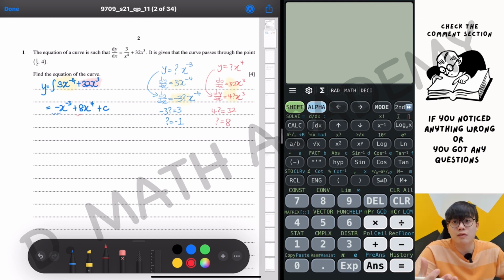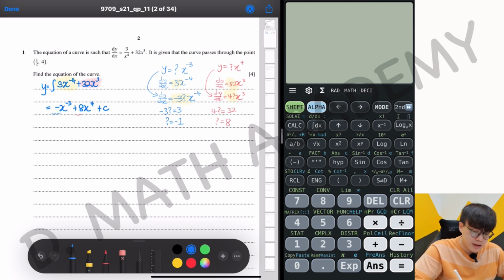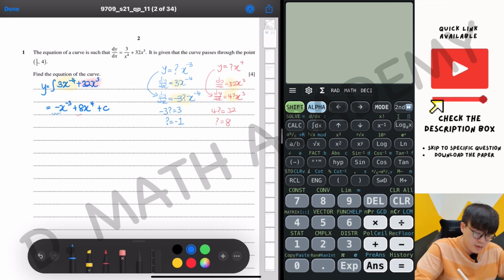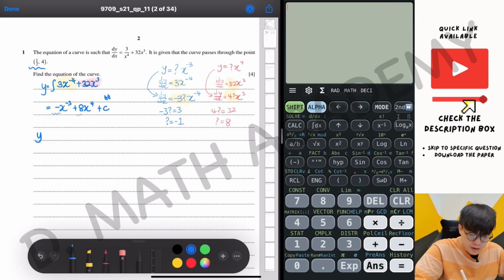But after a while, if you practice enough, you will know all the details immediately. You don't have to do such detailed working on the side. From here, the next thing, you will notice that I included a constant here, a c. The reason why I do so is because I noticed they gave us the coordinates. So you're required to substitute in the coordinates that we have here. When I put it in, this is what I get.